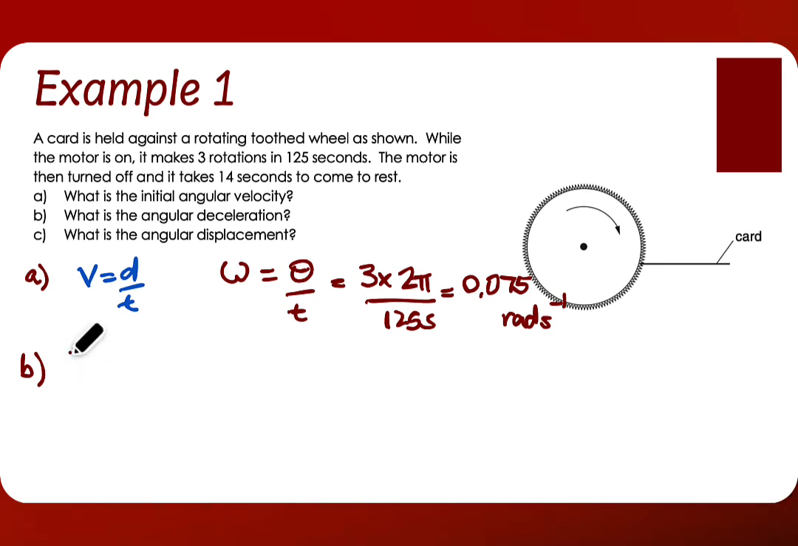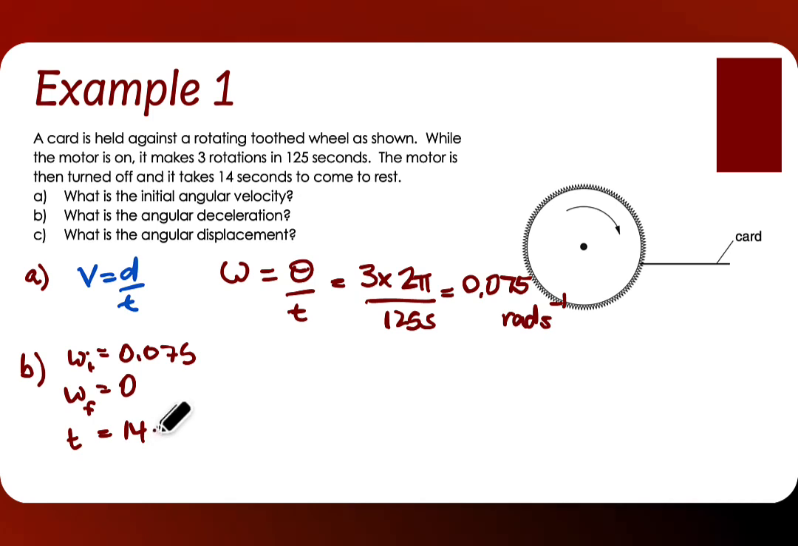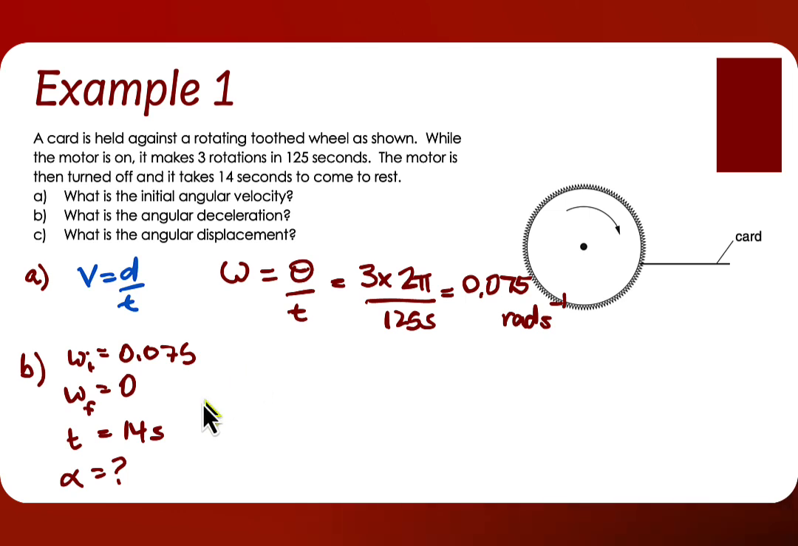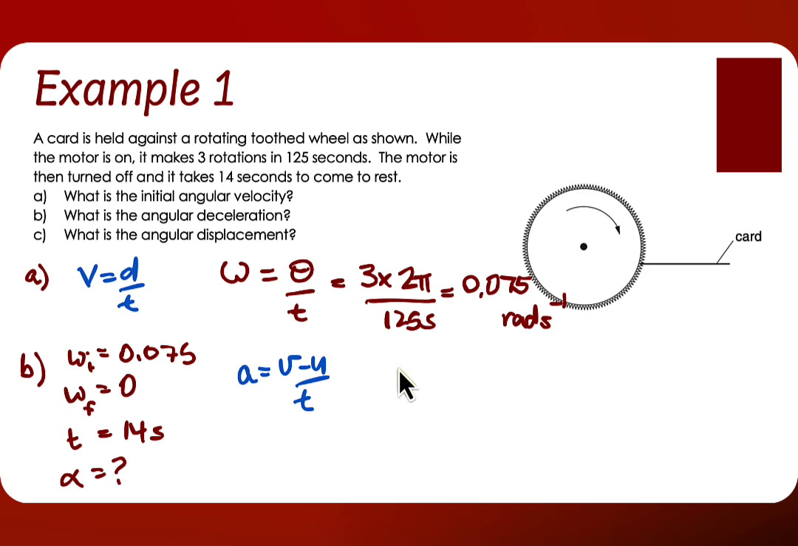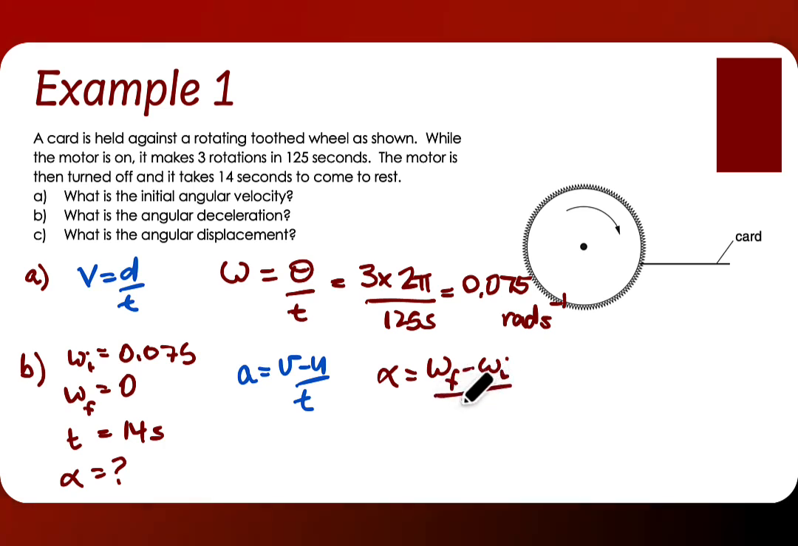Well, I know omega initial, 0.075. I know the final is 0 because it comes to a stop. I know the time it takes is 14 seconds. So I'm looking for alpha. Now again, if I was doing this using translational math, I would be using a equals v minus u over t. But I'm not. I'm using rotational work, so that's going to be alpha is omega f minus omega i all over t.